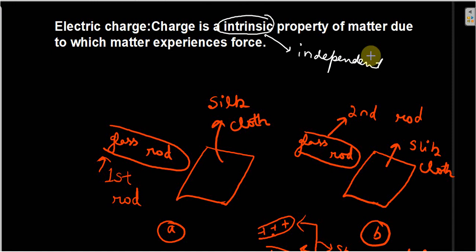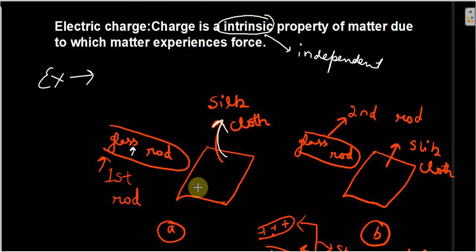So let us consider an example. In this example, you can see here we have a glass rod. This is our glass rod, and we have a silk cloth. This is our silk cloth. So what we will do, we will bring the glass rod near the silk cloth and we will rub the two things. After rubbing, you will get some charges on the glass rod and the silk cloth. This is our first case.